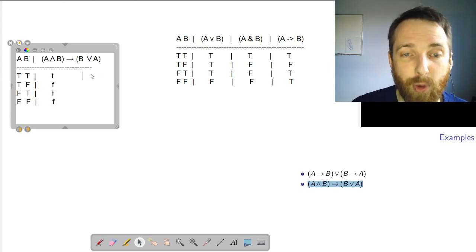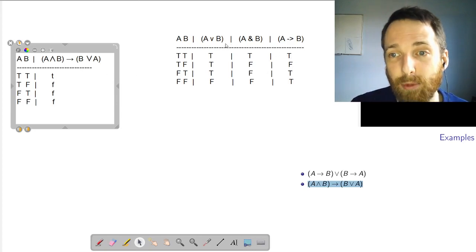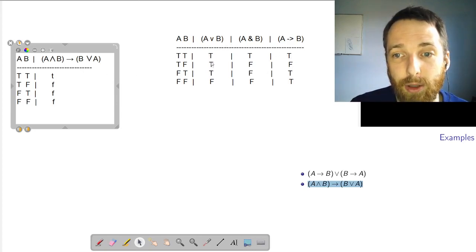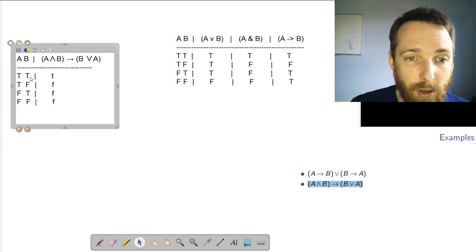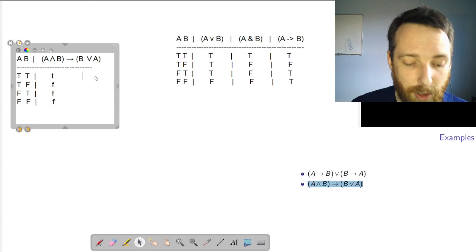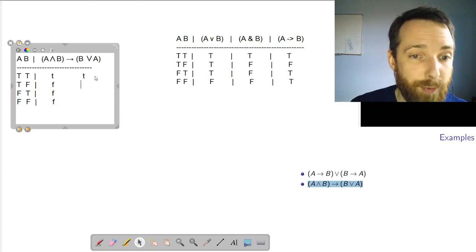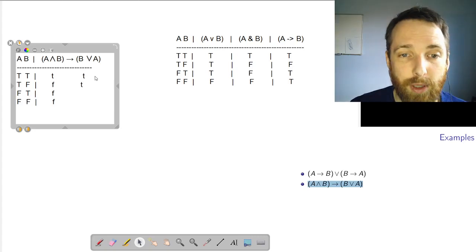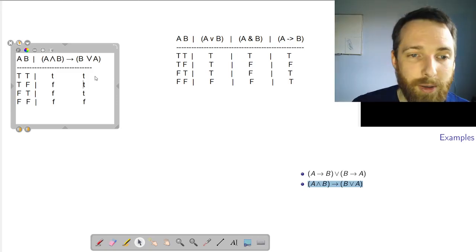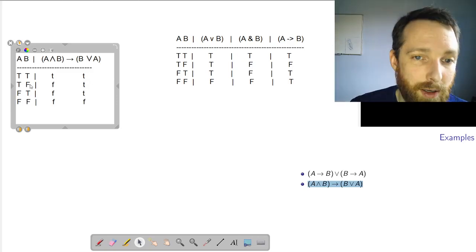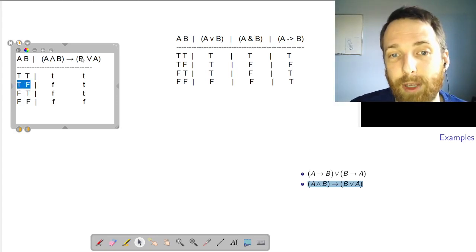Okay, second rough work column, B or A. Remember, or is the rule that is true everywhere except when both sides are false. So row 1, true or true, that's true. Row 2, false or true, that's true. True or false, that's true. False or false, that's false. You'll notice when I read this off, I said false or true, even though this line says true, false. That's because we're going B or A, not A or B.